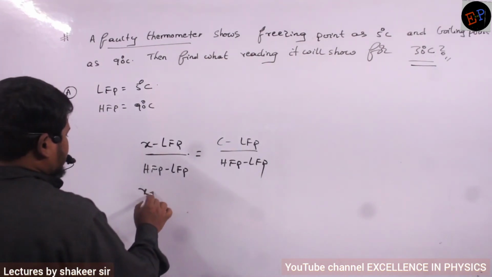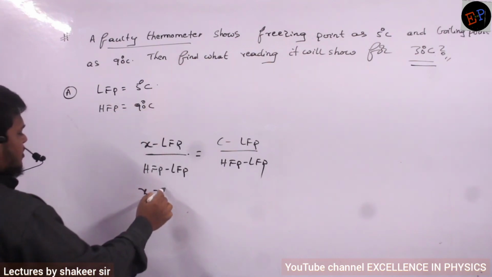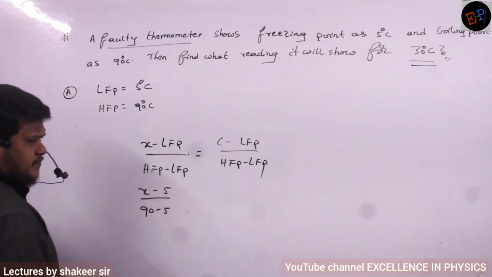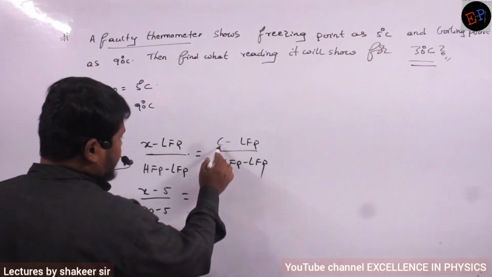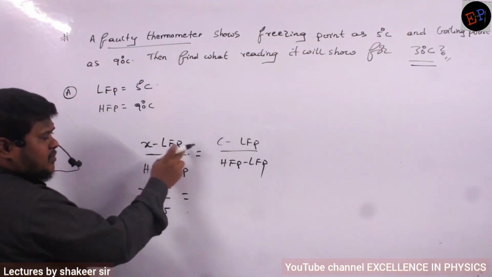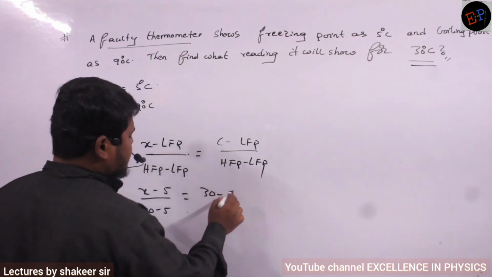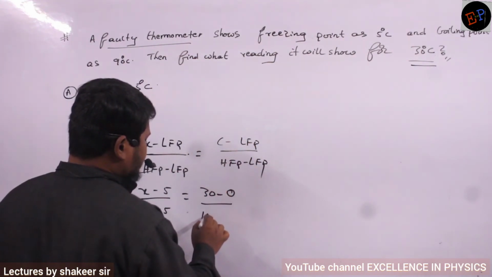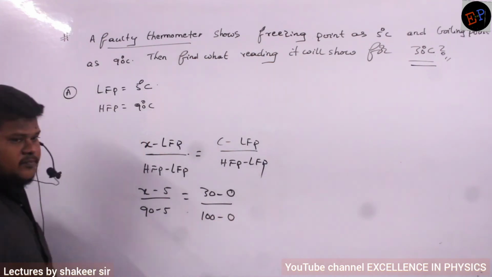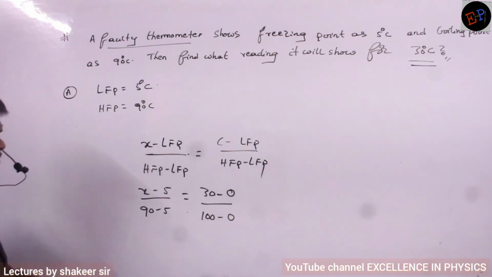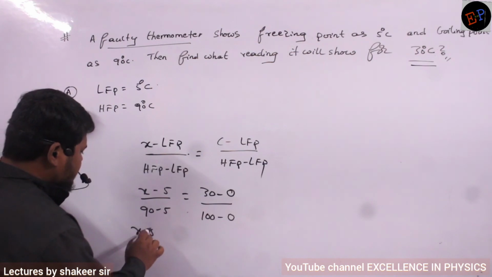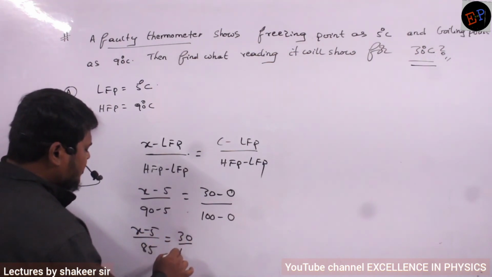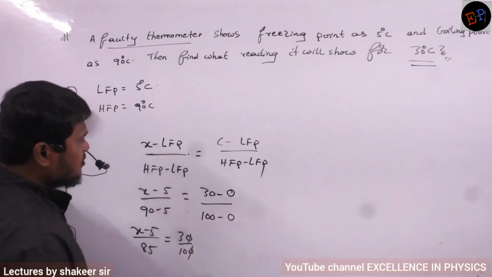So X minus, what is the lower fixed point of the faulty thermometer? 5. Higher fixed point is 90, lower fixed point is 5. And which temperature do I have to measure in this faulty thermometer? 30. So 30 minus, what is the lower fixed point of Celsius? 0. Higher fixed point is 100, lower fixed point is again 0. So this is the method we have to adopt here. So X minus 5 divided by 85 is equal to 30 divided by 100, or 3 by 10 you can call it.